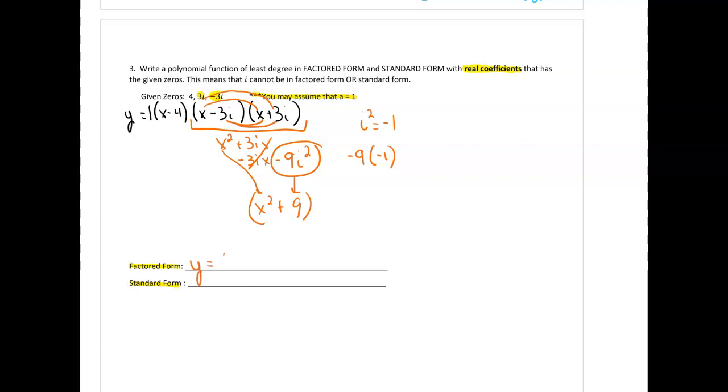And now I can write this in factored form. y equals, if you want to put the a of 1, with the x minus 4, and then the x minus 3i and x plus 3i become x squared plus 9.